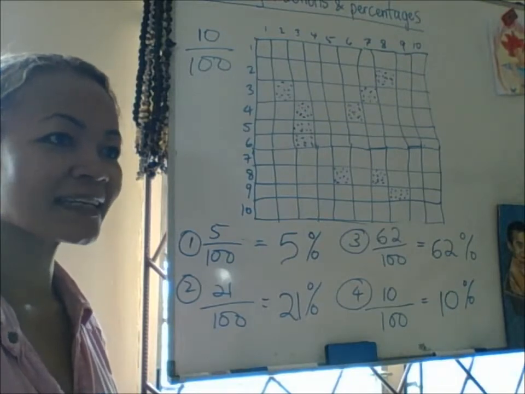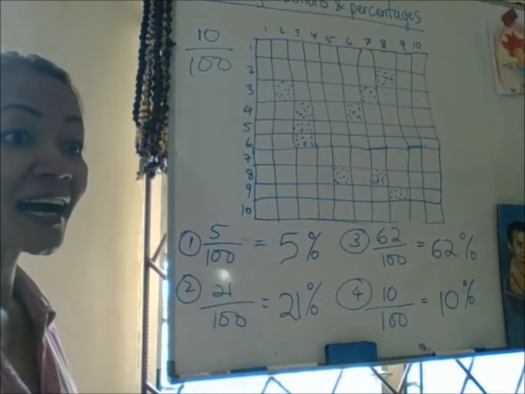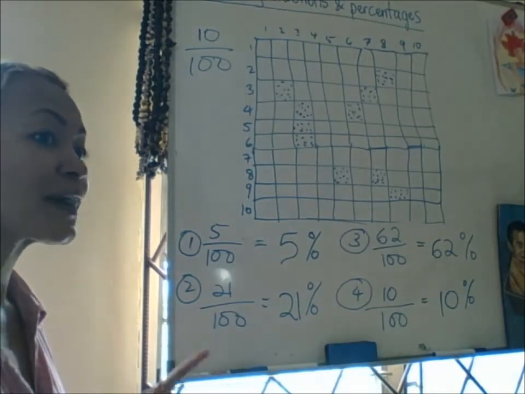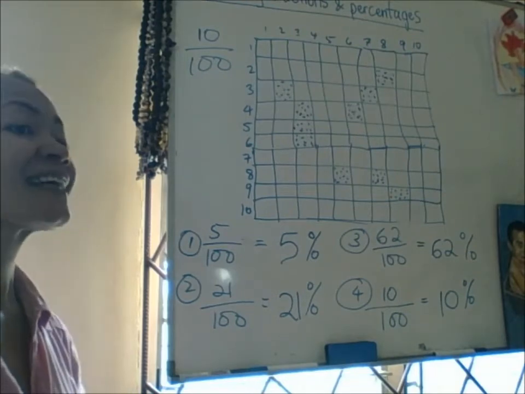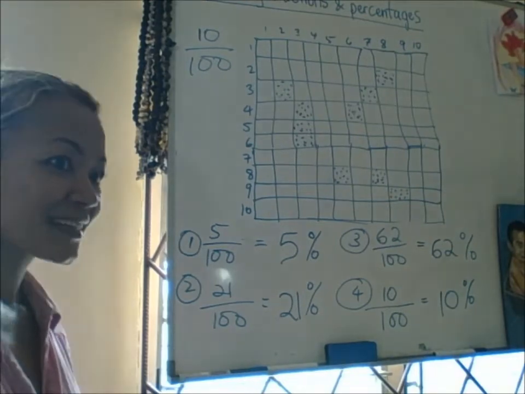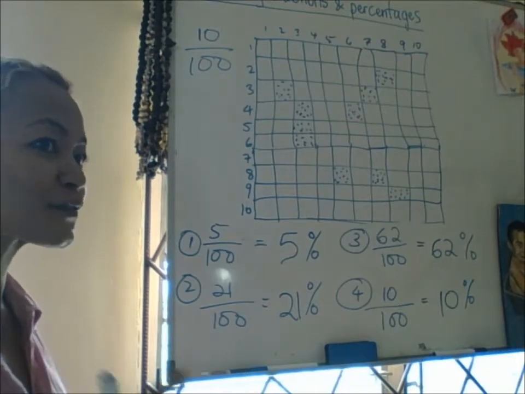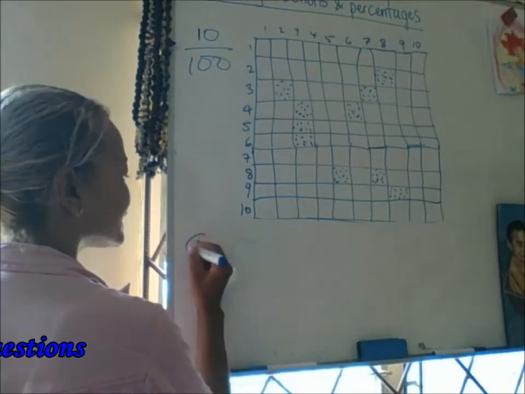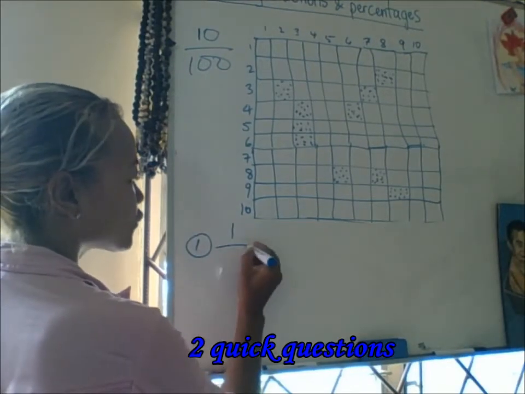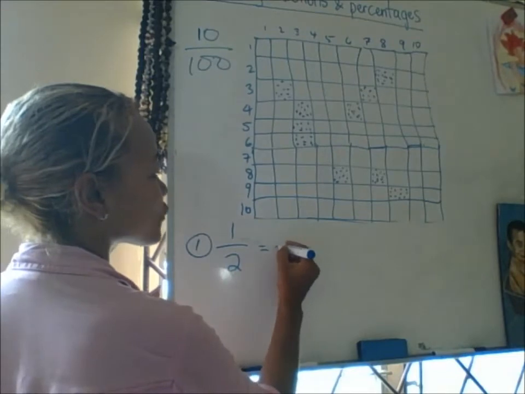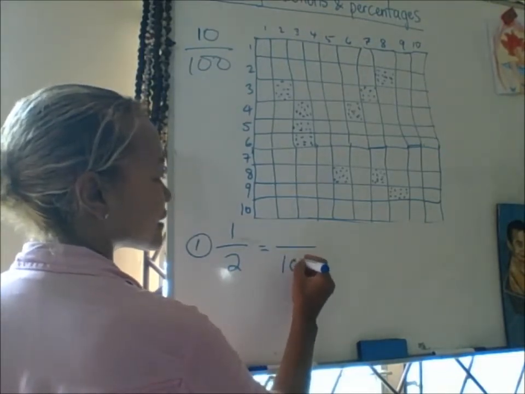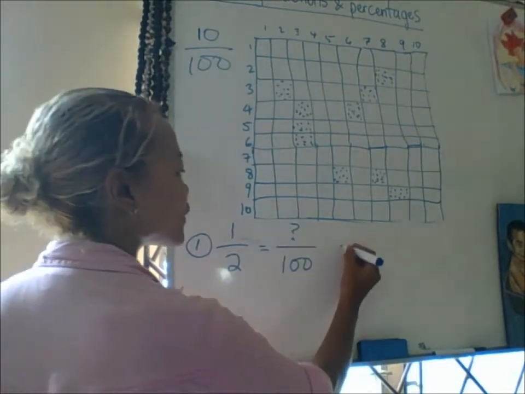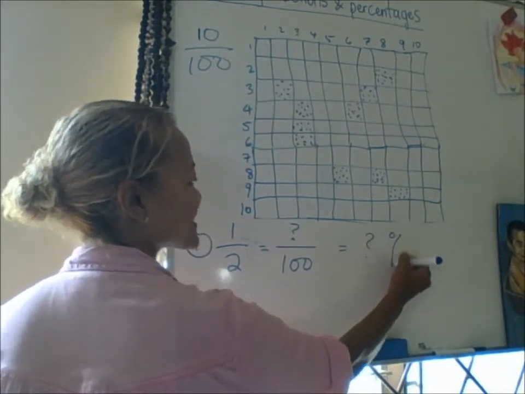The challenging part is to now convert fractions which are not with a denominator of 100. With a different denominator, you have to find the equivalent fraction that has 100 as the denominator. Like 1 over 2. You've got to convert that to something over 100, and then you will know what percent that is.